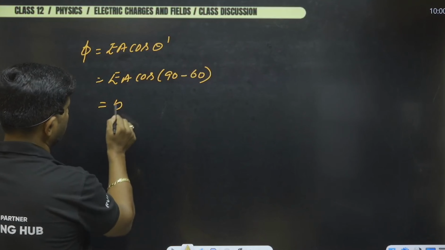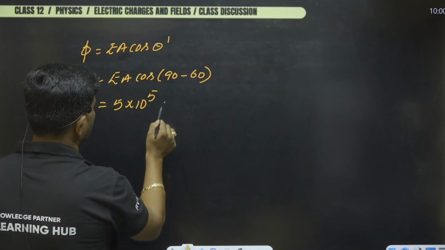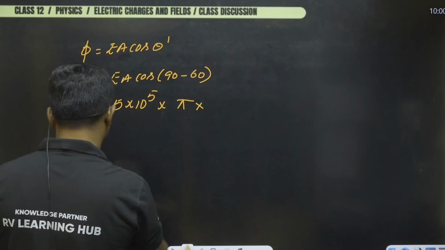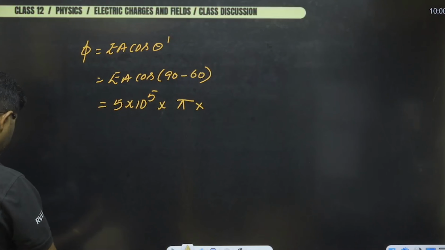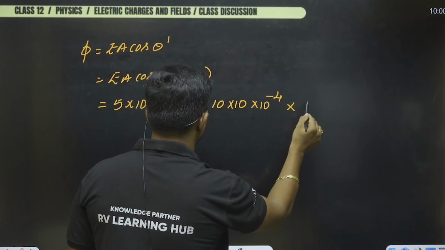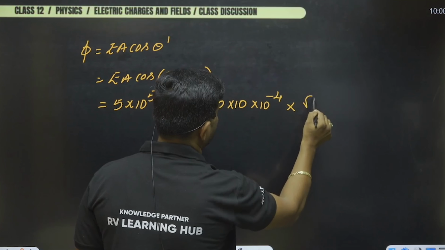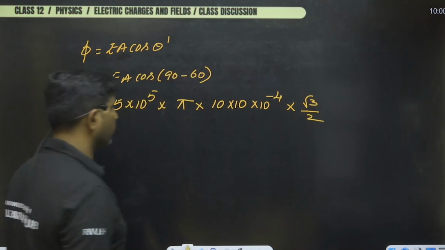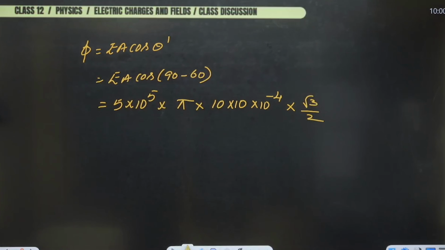5 into 10 to the power of 5. Area is pi into r square. What is the radius? 10 centimeter. So 10 into 10 to the power of minus 4 into cos 30. Cos 30 is how much here? Root 3 by 2. Cos 30 is equal to root 3 by 2. Is it right or not? Hence, just multiply everything. You will get the answer here. Cos 30 is root 3 by 2.